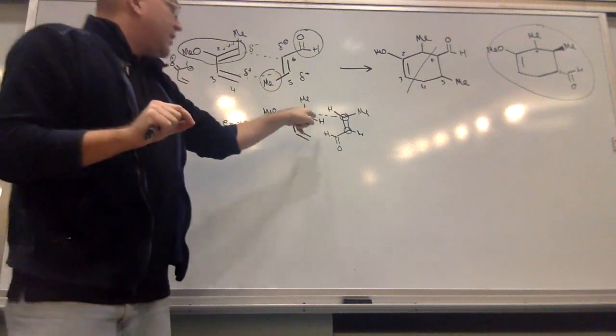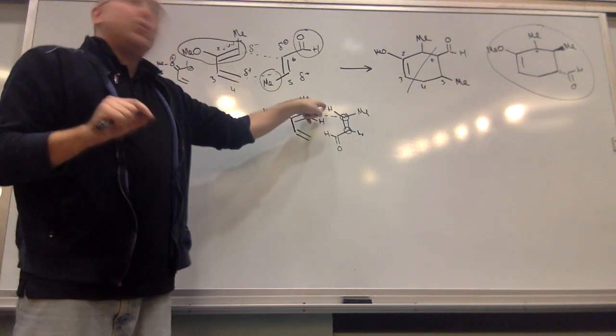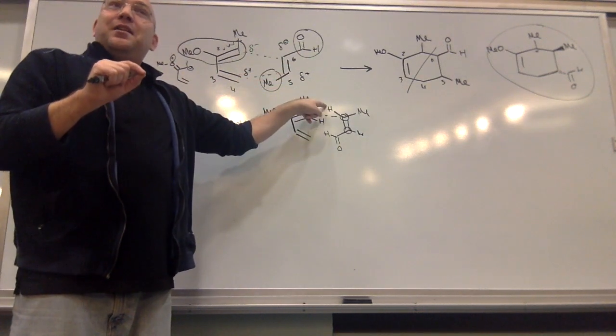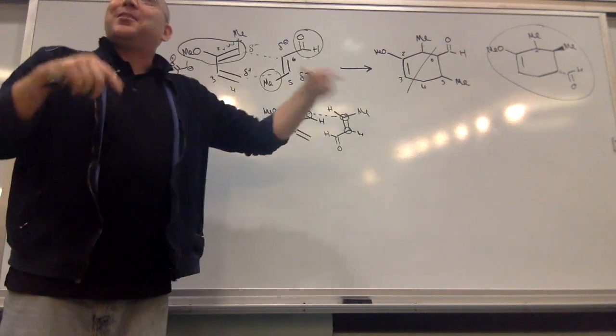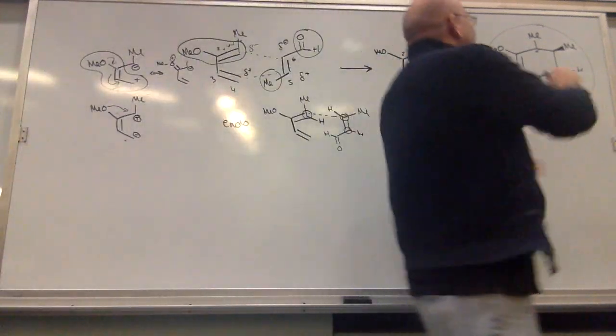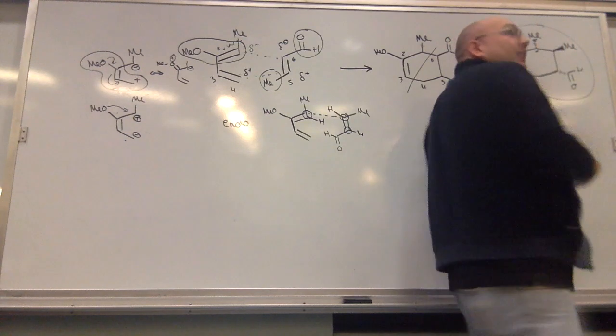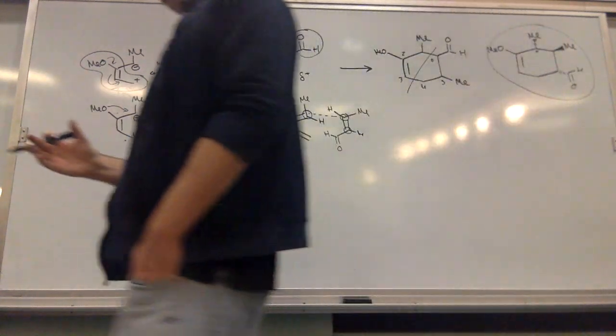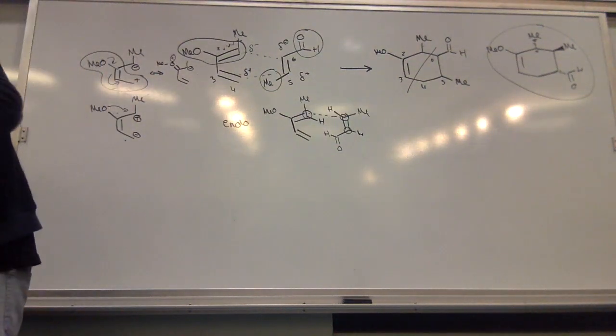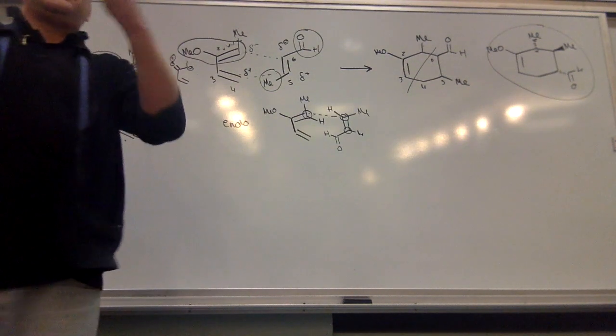And so in the product, that proton and that proton are going to be on opposite sides. Therefore, this methyl and that methyl are going to be on opposite sides. And so, on the dash. Okay? Is that helpful?